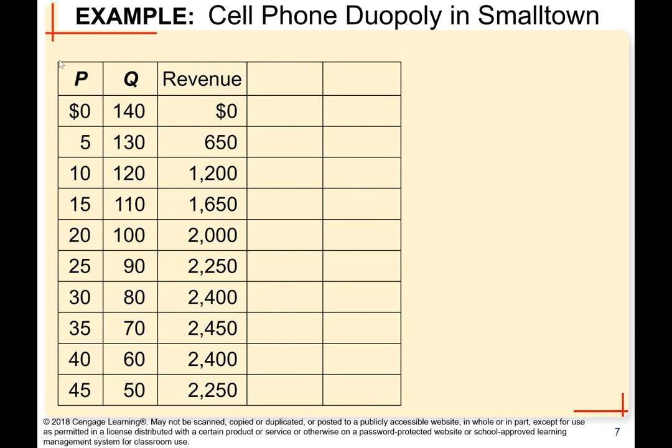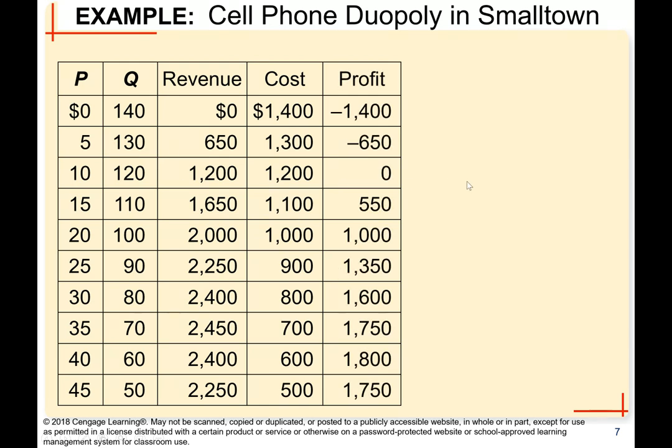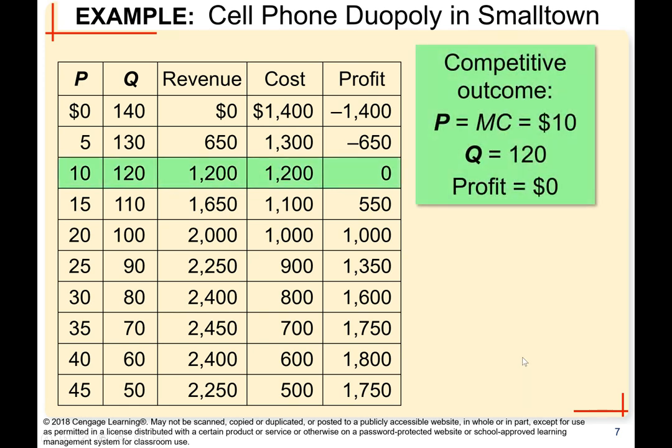So there is the revenue, which is price times quantity. There is the cost column, and there is the profit column. Simply, revenue minus cost is the profit. And the competitive outcome would be where price equals marginal cost, as we have seen, and price equals marginal cost where the price is 10 and quantity sold is 120. And the profit is zero. Remember, under competition, profit is driven towards zero.